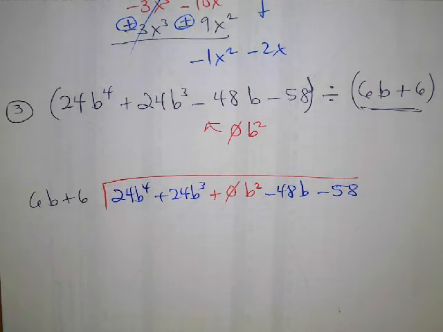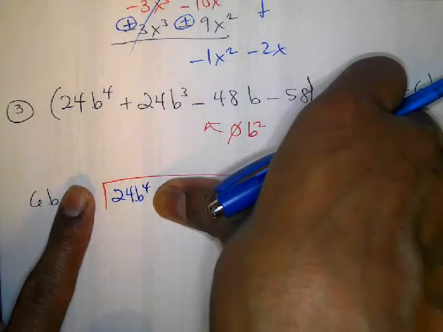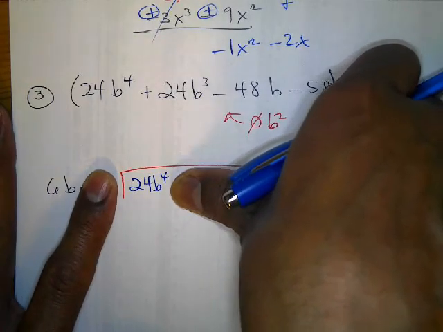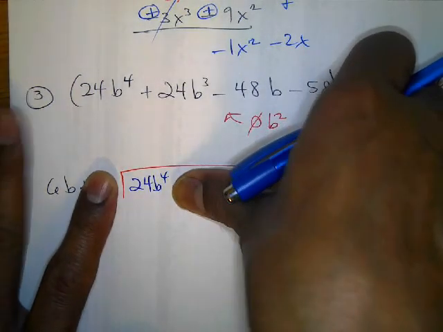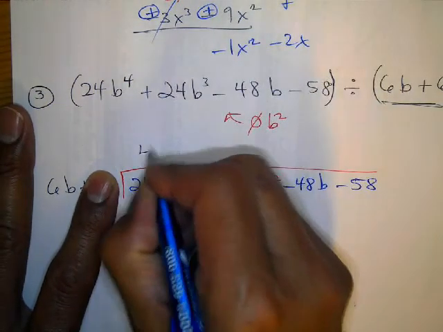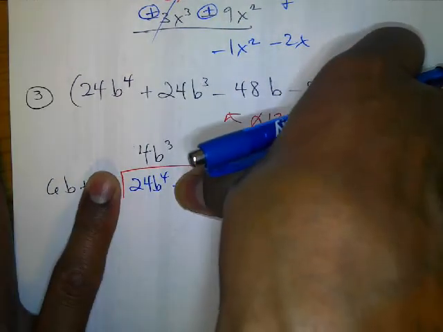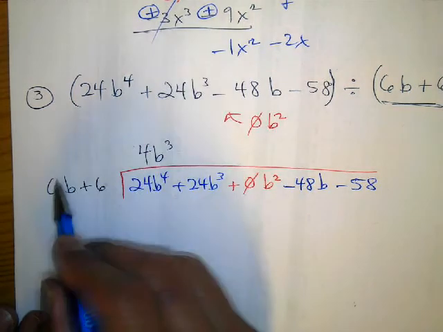6b plus 6. All right, let me do this one just about till I get to that point. So how do we do long division? Well, again, you look at the first one and you look at the first one. And what do I need to divide so that this times this gives me exactly that 24b to the 4th? That'll be 4. 6 times 4, 24. And b what? 3, right?